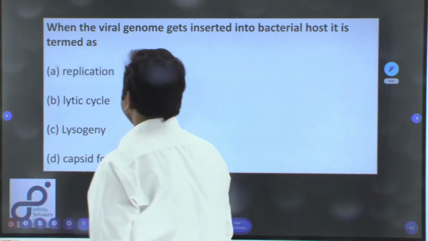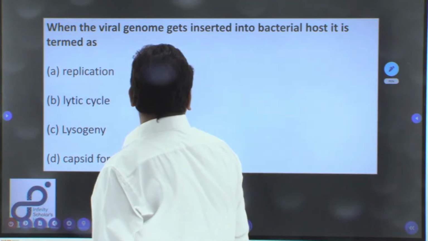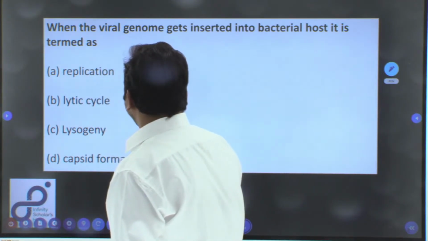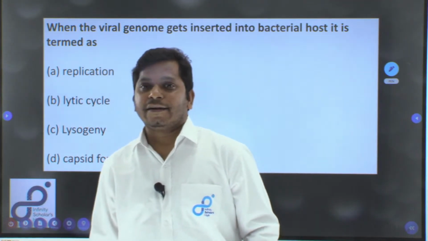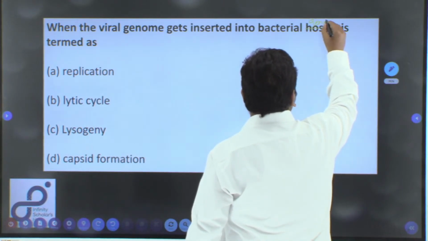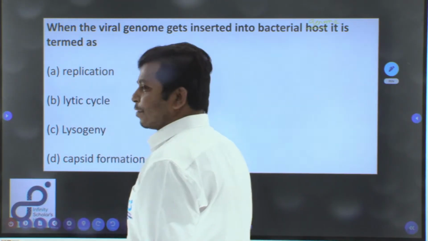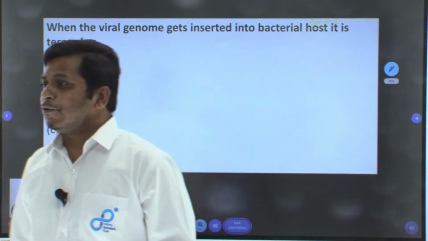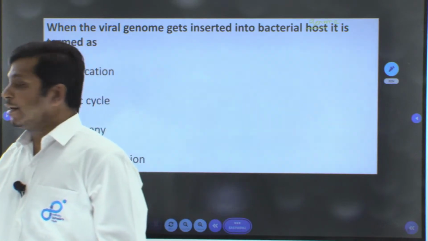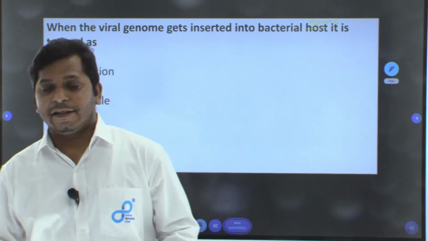Let's look at the next question. When the viral genome gets inserted into the bacterial host, it is termed as: replication, lytic cycle, lysogenic cycle, and capsid formation. It is not the bacterial host, it's the bacterial genome. So if it is getting inserted into the bacterial genome, it is termed as what? The lytic cycle is not the process in which it is getting inserted inside the bacterial genome. It is lysogeny. So lysogeny is a process in which it is getting inserted into the bacterial genome.